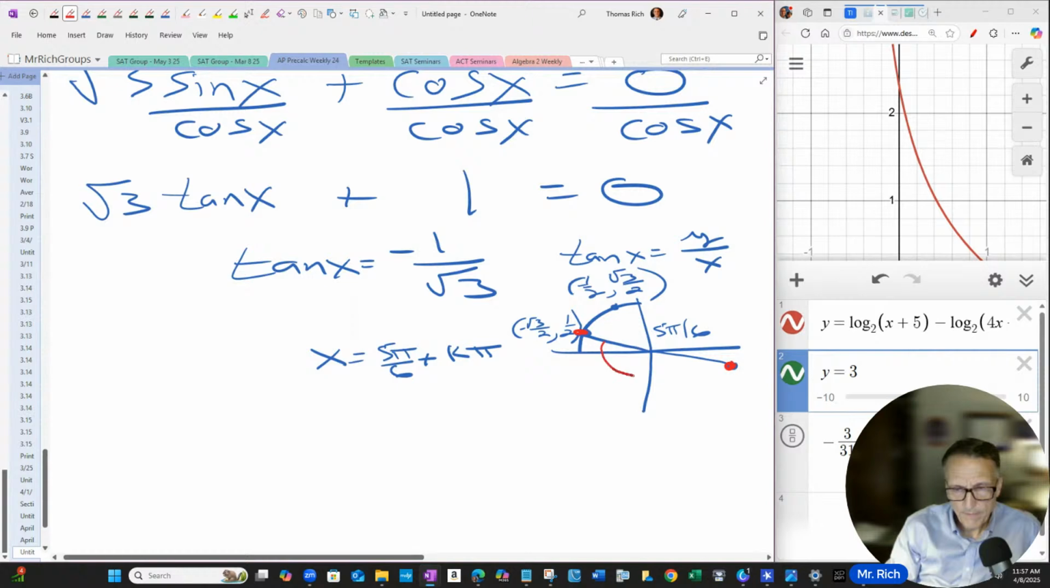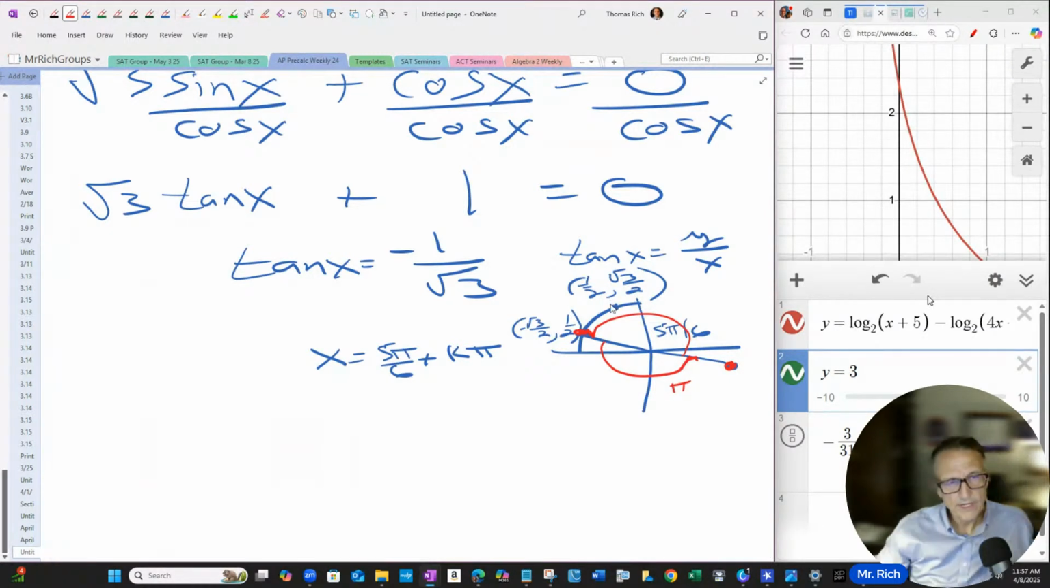So every time you add pi, you're going halfway around. Add another pi, you come back and you pick up another solution right there. So that's going to be our answer: 5 pi over 6 plus k times pi.